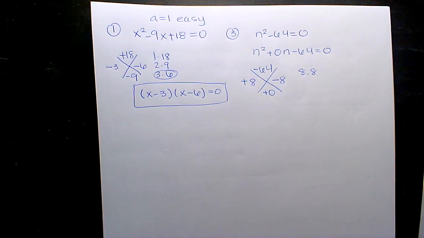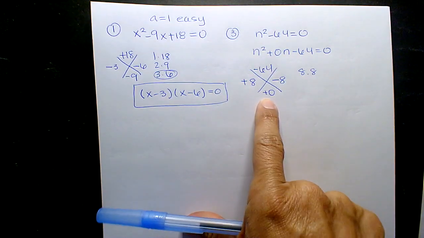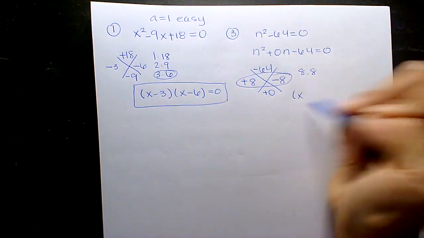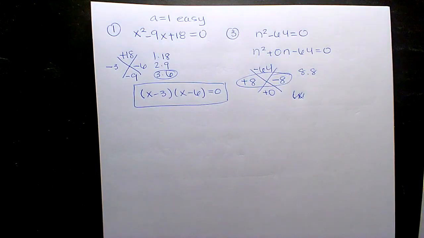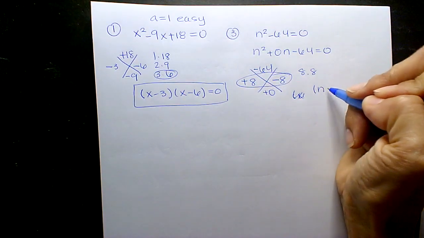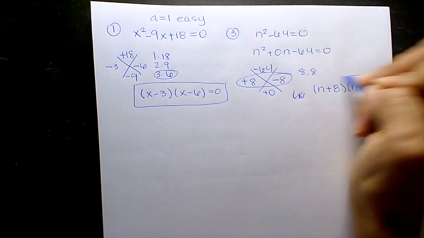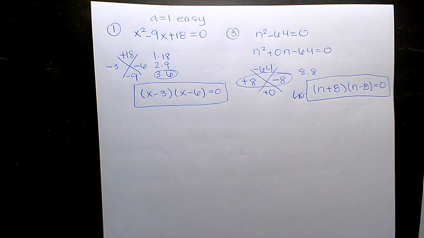So if your B term is 0, you're dealing with opposites. If it's 25, it's 5 and negative 5. If it's negative 16, it's 4 and negative 4. If it's 100, it's 10 and negative 10. So if the B term is 0, that's your clue. So now these are my two. So X, oh wait, N, sorry. If you ever write X's, I'll never dock you because I do that too. N plus 8, N minus 8, that's it in factored form.